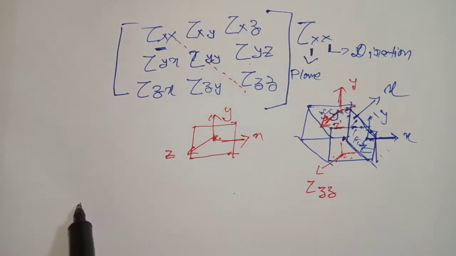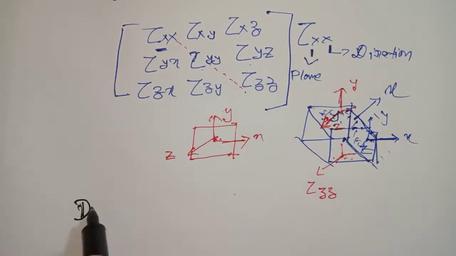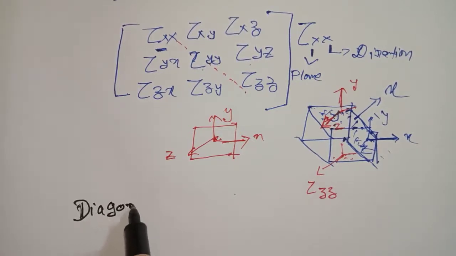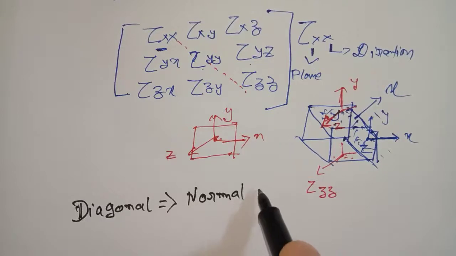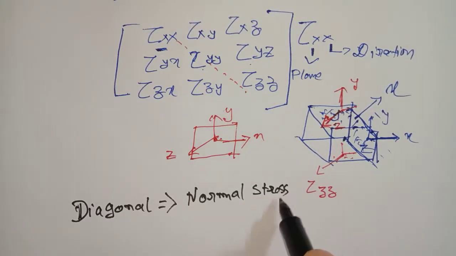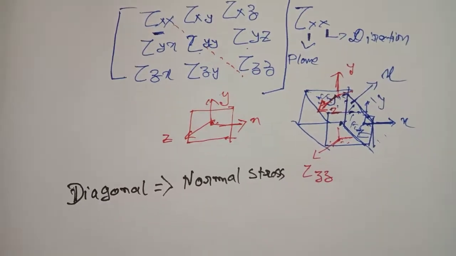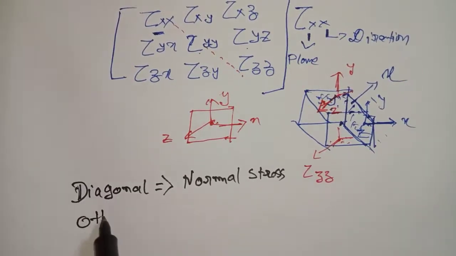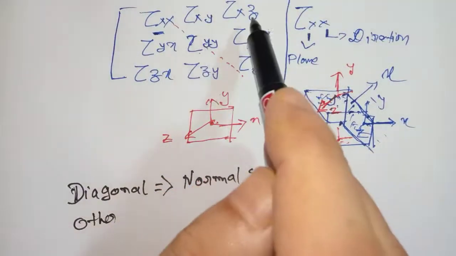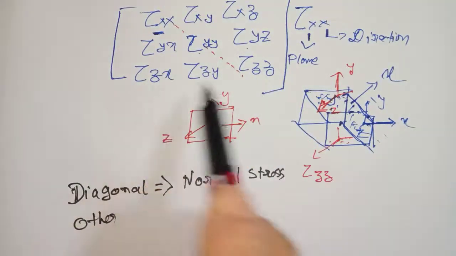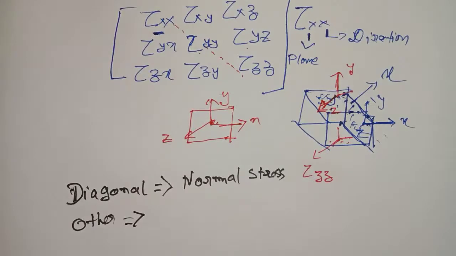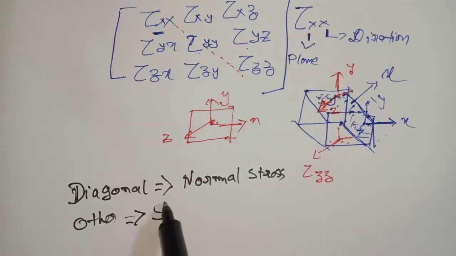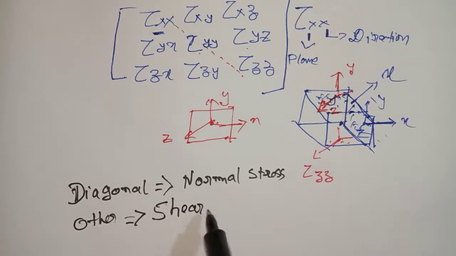So I can see, for example, the diagonal represents a normal stress. It represents a normal stress, right? And anything other than that, so I put it as other, for example xy, xz, yx, yz, zx, zy, this actually represents what is called a shear stress, right? It represents a shear stress.